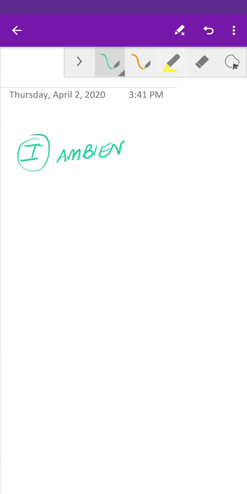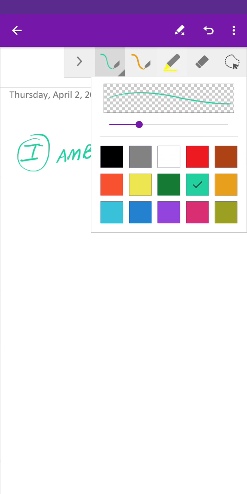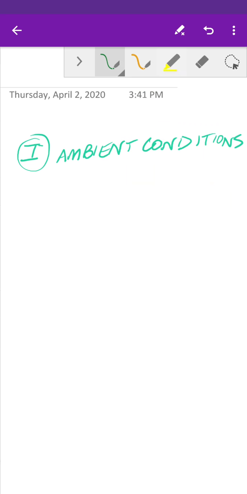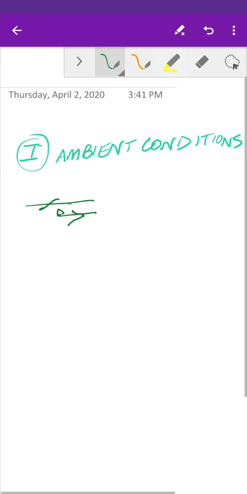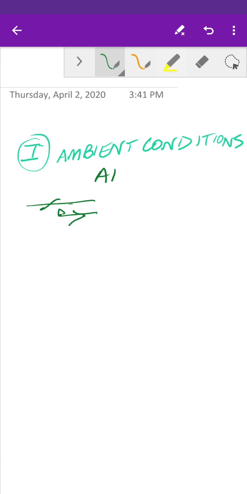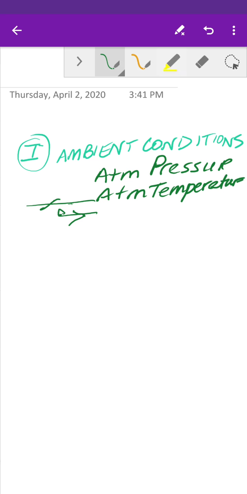Ambient conditions. Now, ambient conditions is to do with just the area of the airport. So you're just talking about the environment that the airport is sitting in, this particular aerodrome. And the ambient conditions are the atmospheric pressure, the atmospheric temperature, as well as the wind conditions. We'll just put here the wind conditions.